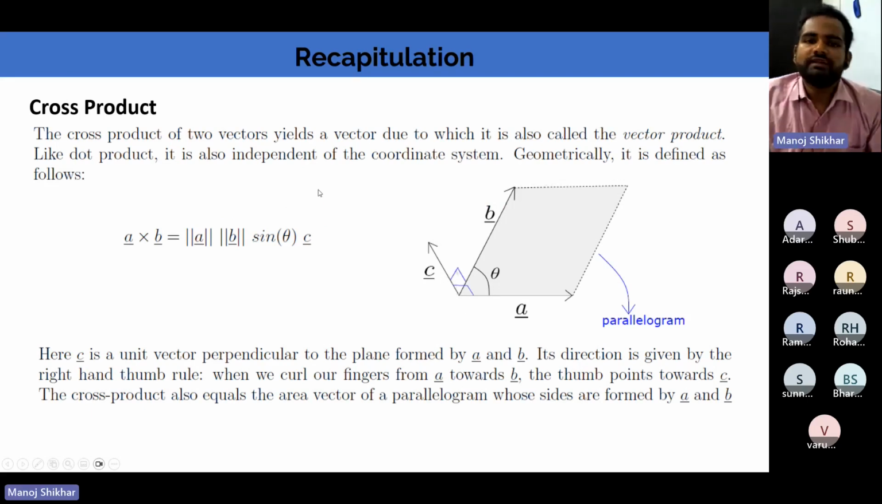Now the other product which we already know about is the cross product. Cross product is also known as vector product.